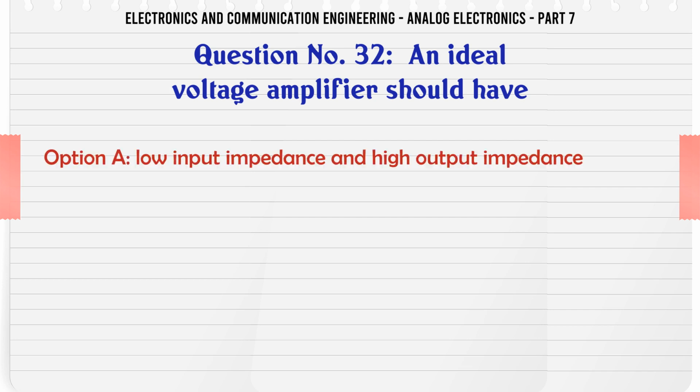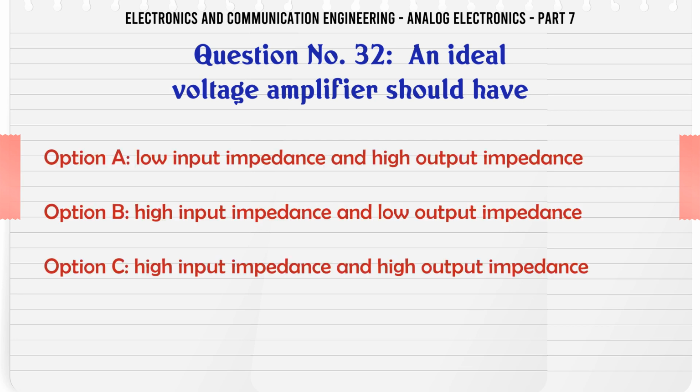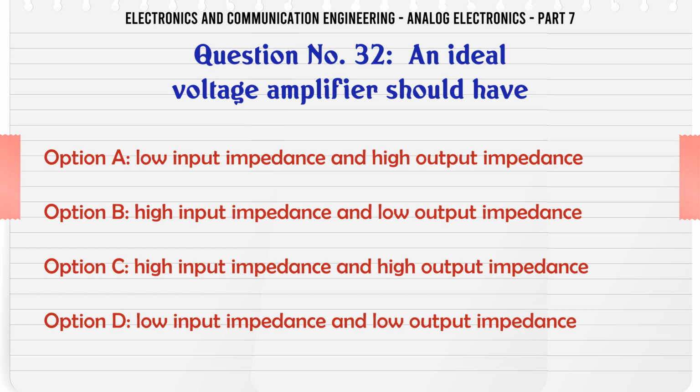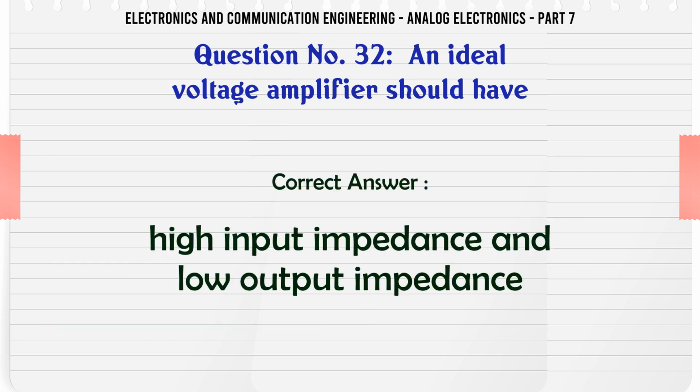An ideal voltage amplifier should have: A. low input impedance and high output impedance, B. high input impedance and low output impedance, C. high input impedance and high output impedance, D. low input impedance and low output impedance. The correct answer is high input impedance and low output impedance.